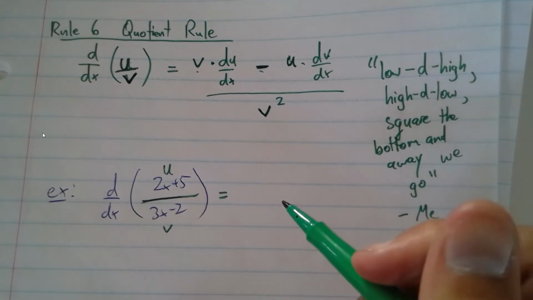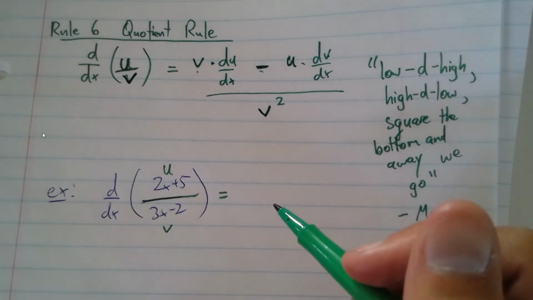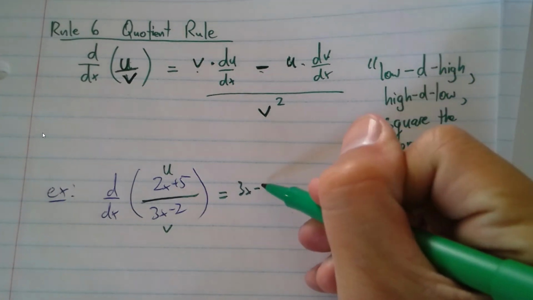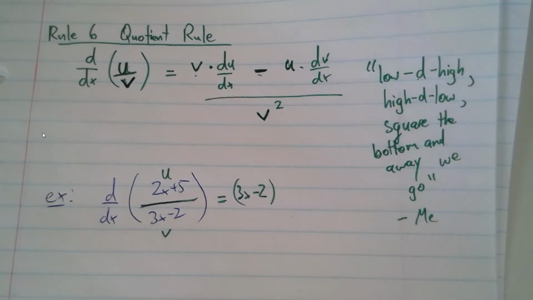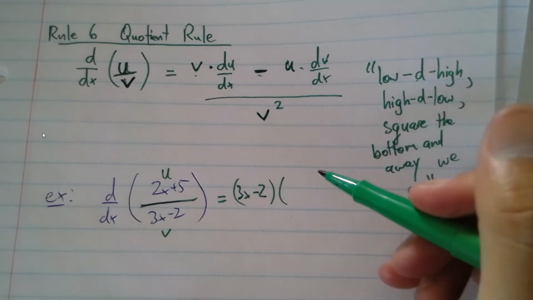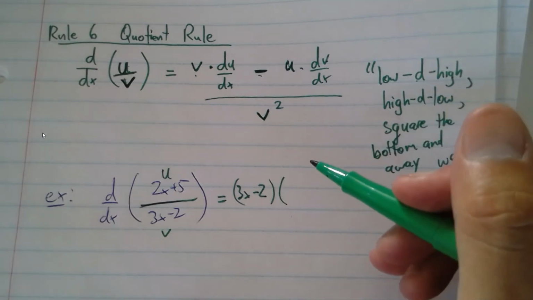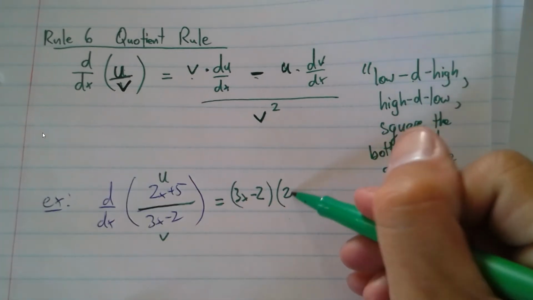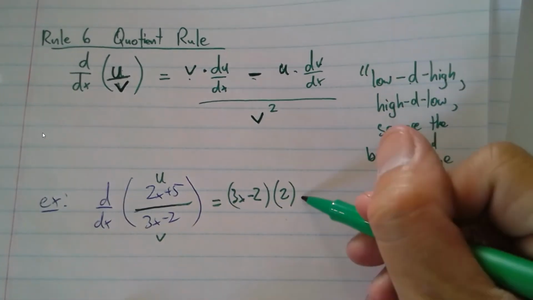So let's try this out. Low d high. Let's take the low. It's 3x minus 2. Leave him alone. And then I'm going to take the derivative of 2x plus 5. What is the derivative of 2x and 5? Just 2. That's it.